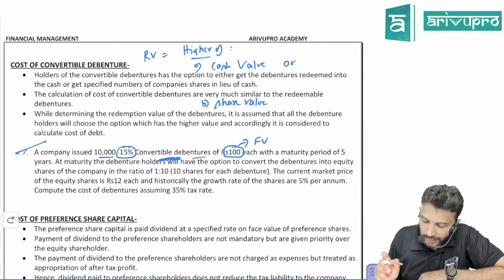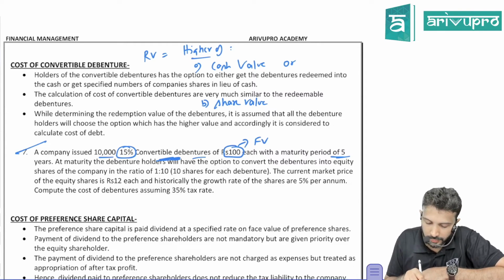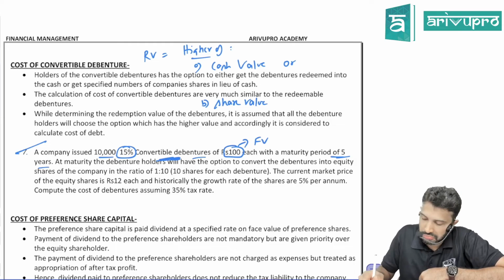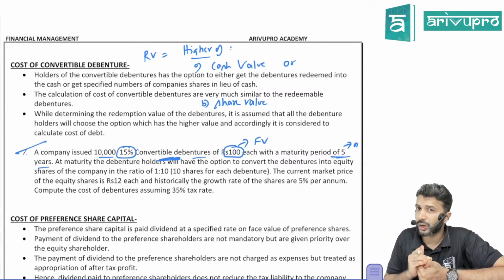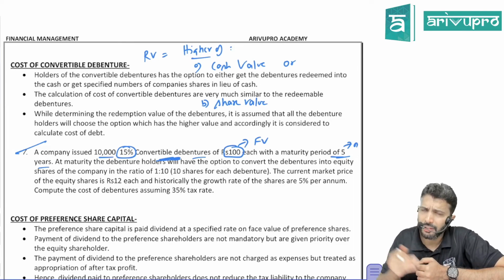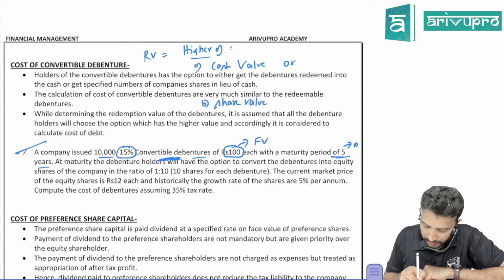Okay, so face value is 100 with a maturity period of 5 years. Looks like that is N on this read, yes or no? But N actually is not the total life, it is the remaining life. But so far, okay, we'll read it and finally confirm that N part once again.